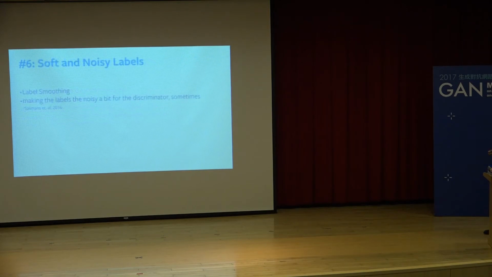The next is soft and noisy labels. One of the things that was proposed in Tim Salimans' paper, Improved Techniques for Training GANs, is that instead of giving a label of 0 for fake and 1 for real, you can give some softness, like your fake label is between 0 and 0.3, some stochastic number, and your real could be between 0.9 and 1.1 or something, and that seems to be a bit more stable.